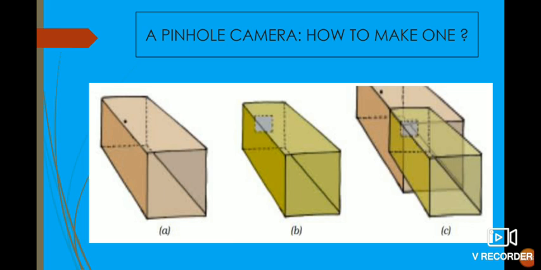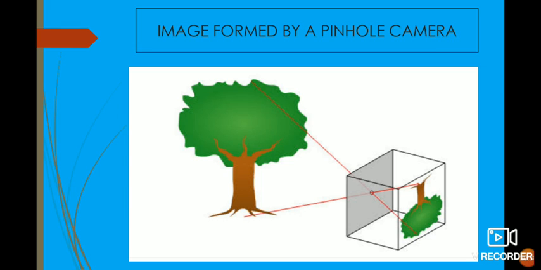Right? Now, once this is done, slide the smaller box into the bigger box. Okay. Now focus on a far off object like an electric pole or a tree, and keep moving the inner box, and get the image on the butter paper or the screen. Right? This is what you have to do. Now, how is the image formed by a pinhole camera? This whole setup, we call it a pinhole camera. Okay. So, how is the image formed by a pinhole camera?